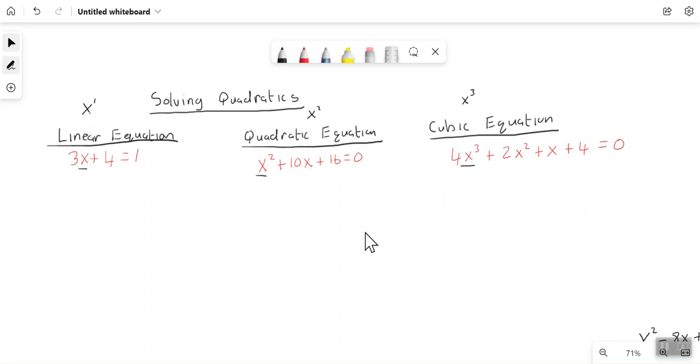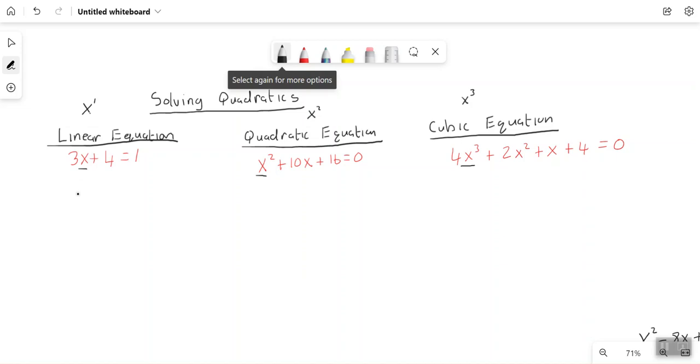What we are doing here is looking to solve the quadratic. What that means is we're looking to solve for the value of x. So it's solving quadratics. If we remember, if we take this one here, 3x plus 4 equals 1, and we want to solve for x.